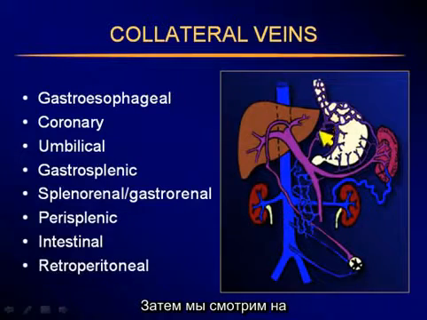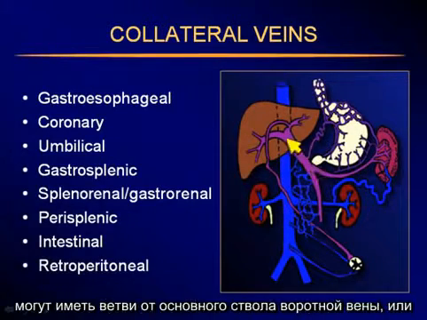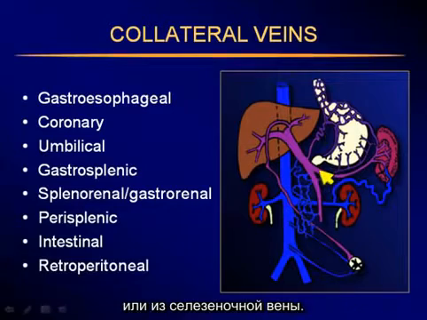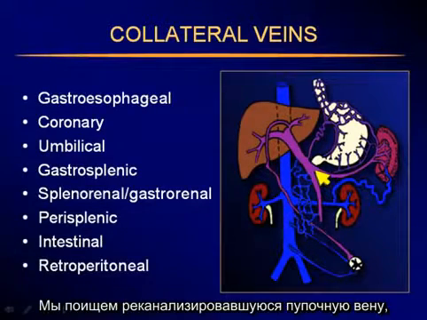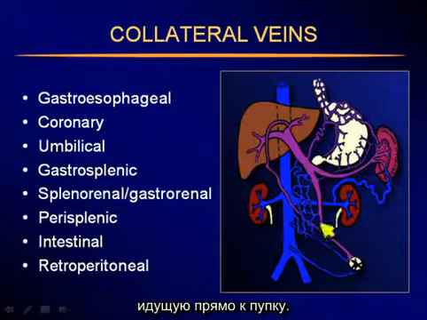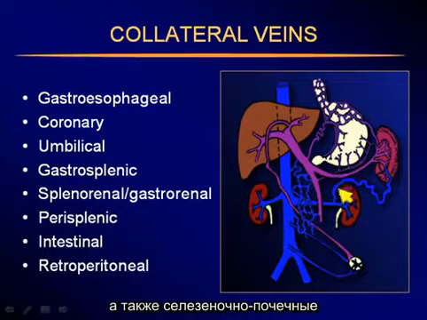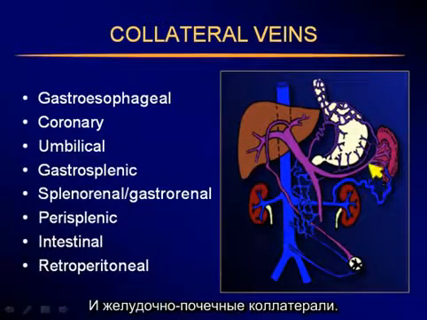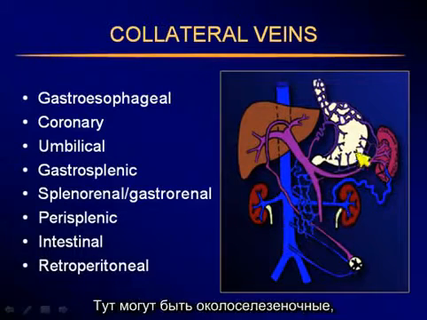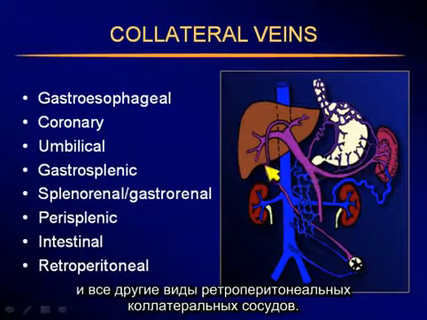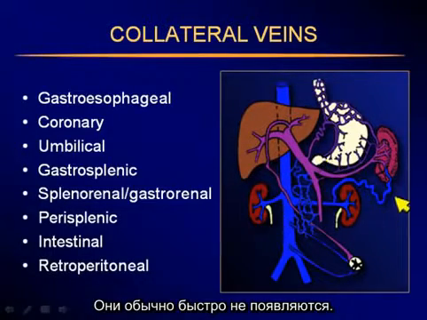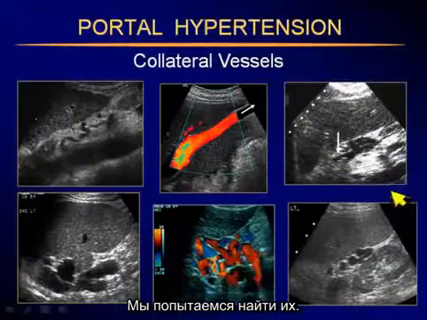We then can look for a coronary vein, which would be a little branch off the main portal vein or off of the splenic vein. We would look for a recanalized umbilical vein heading towards the umbilicus. We can have gastrosplenic vessels, a splenorenal collateral, a gastrorenal collateral. We can have perisplenic, all kinds of retroperitoneal collaterals, vessels that we don't usually see suddenly appear. So we try to look for them.